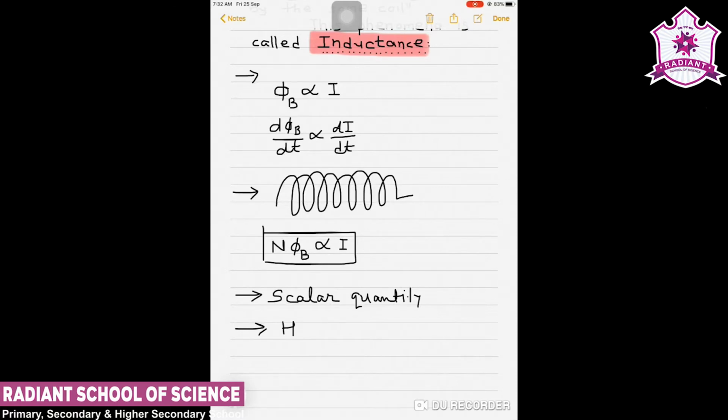As I explained, it is denoted by H. So H, or sometimes it is also denoted by M. It has also the term L. So these are the different symbols for the inductance.